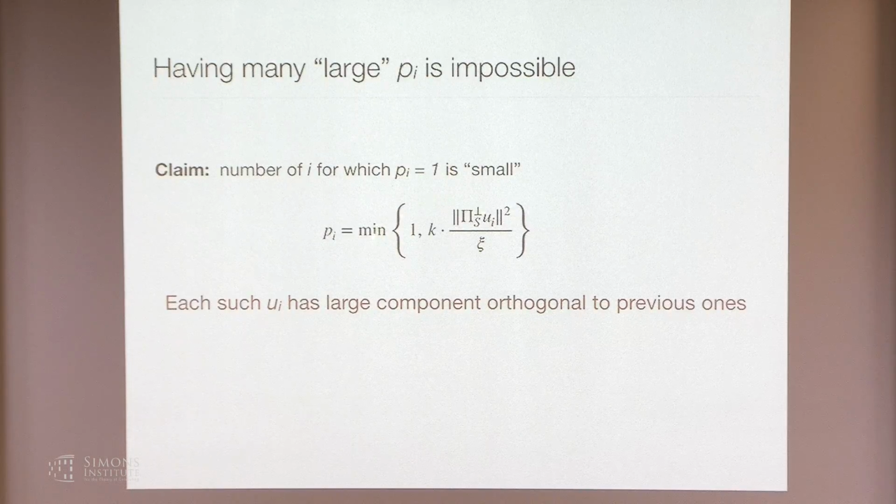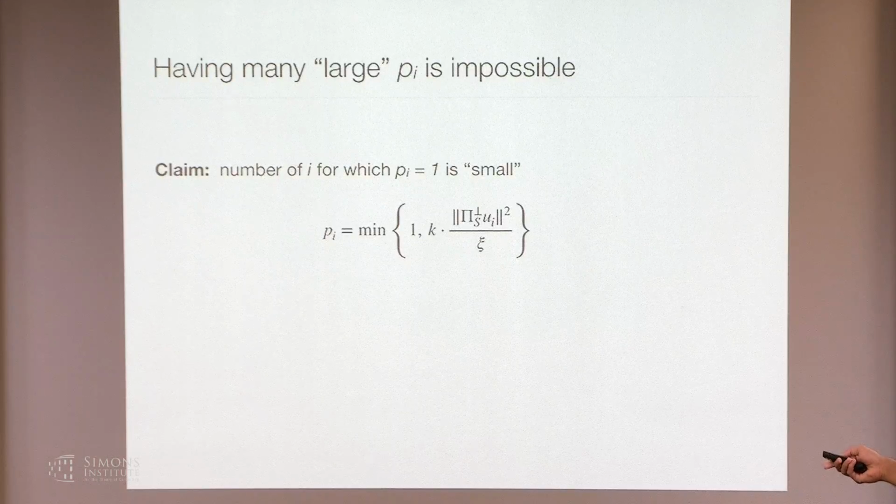The way we try to show this is by saying that if you have a bunch of pi's that are all 1, then each corresponding ui has a large component orthogonal to all the previous vectors. The previous chosen ones, yes. The previous ones that also had this property is what I will use. So this is the guarantee that we have.